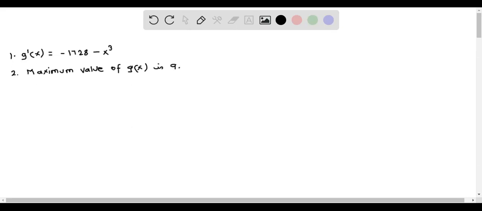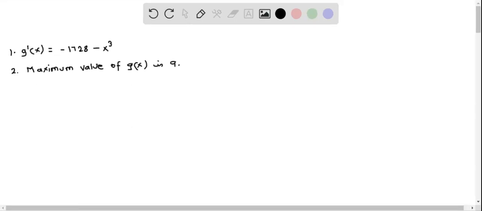We will now determine g of x using the given two conditions. We are given the derivative of g of x, that is g prime of x, and this is given as negative 1728 minus x cube, and we're also given the maximum value of g of x is 9. So let's see how to find g of x using these two conditions.